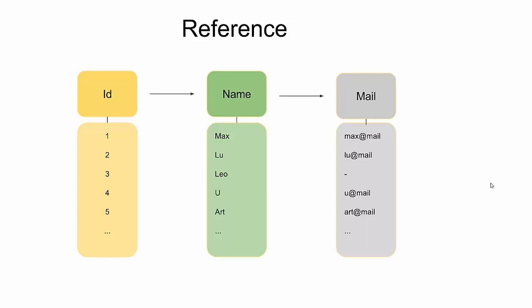Each reference consists of these fields. ID must be a unique number or any ID that will be unique. Then the name of this person or of this object that is described in the particular reference, and some additional fields like email. So this is the basic structure, and we will repeat it again and again in all our references.